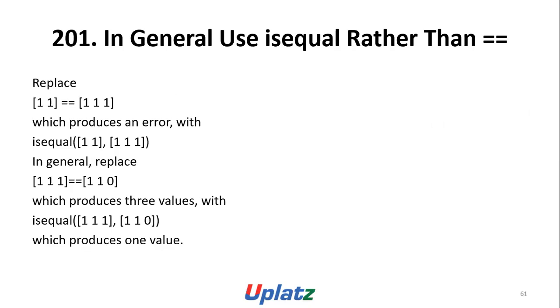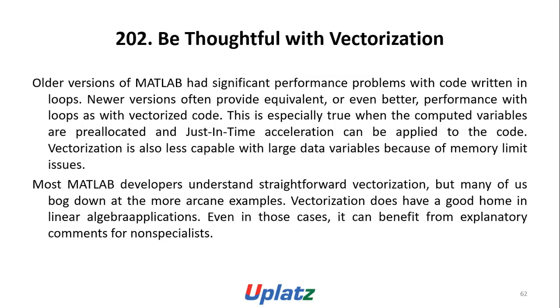In general, use equal rather than equal to replace 1 equal to 1 1 1, which produces an array with is equal 1 1 1 1 1. In general, replace 1 1 1 equal to 1 1 0, which produces 3 values with is equal 1 1 1 1 1 0, which produces 1 value.